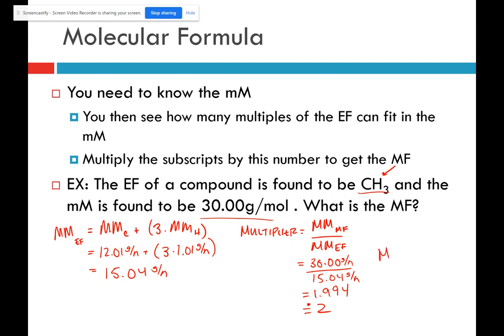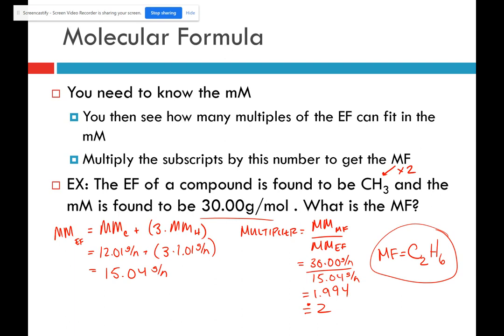So what that means is, to get my empirical formula into a molecular formula, I have to take these subscripts and multiply them each by 2. Even though the empirical formula is CH3, the actual molecular formula would be C, instead of 1, I'm going to multiply that by 2, so it's going to be 2. And H, instead of 3, I'm going to multiply that number by 2, which is 6. The simplest ratio of C2H6 is CH3, but that's my empirical formula. My true molecular formula is C2H6.